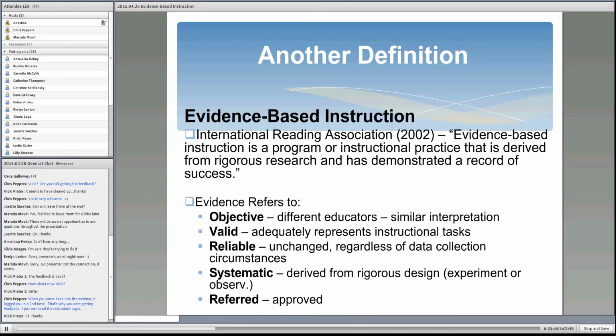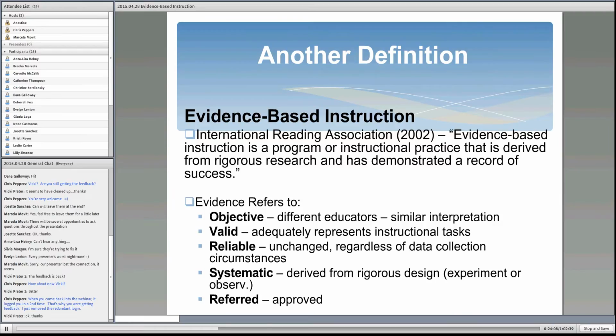It also must be reliable. The data will remain essentially unchanged. If collected on a different day or different time by a different person, it should be the same. No matter what day you look at it, you should be able to find the same information. That suggests that the data are reliable.